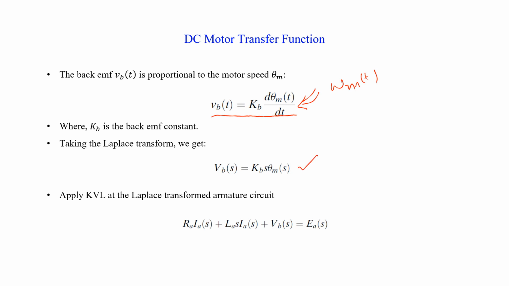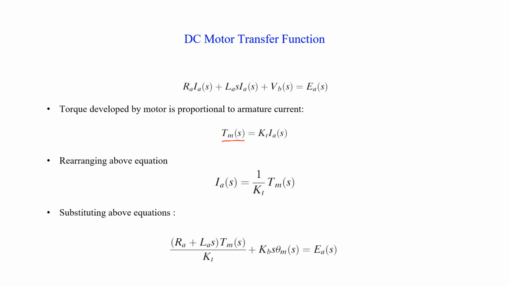If we convert the previous armature circuit into its equivalent Laplace transform circuit and apply KVL, or Kirchhoff's voltage law, then we will have this equation, where Ra Ia is the voltage across the armature resistance, La s Ia is the voltage across the inductor La, Vb is the back EMF voltage, and Ea is the applied voltage.